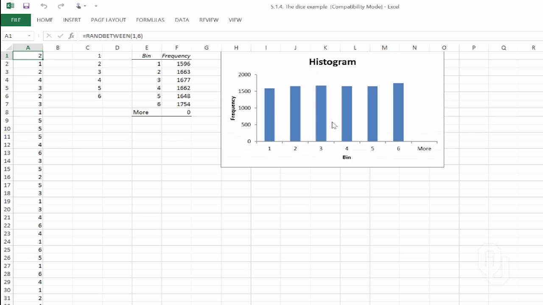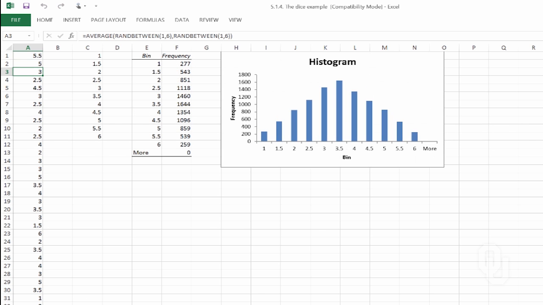Well, with 1 we saw a uniform distribution. With 2 we see something with a little bit more of a peak. And why is that? Well, there are a lot more ways to get an average of 3.5 than there are to get a 1, for example. What kind of toss would it take for 2 dice such that the average would be 1? Well, you can only roll a 1 and a 1 to get an average of 1.